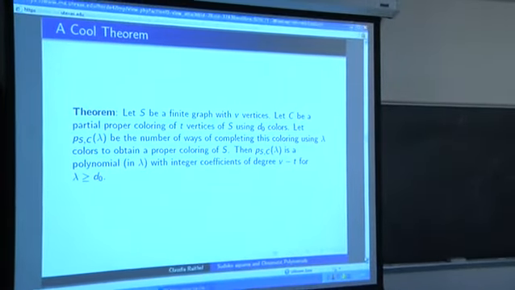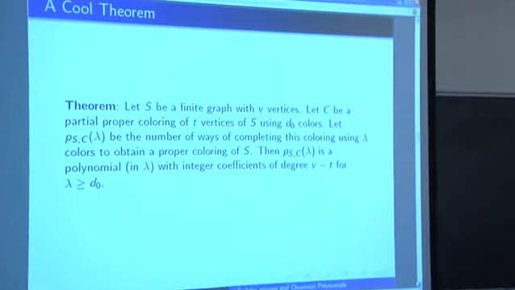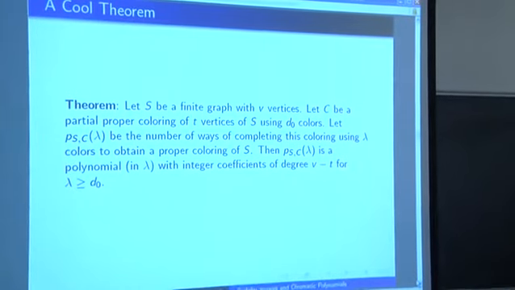OK, so this is the theorem that I thought was really cool. So we have our Sudoku graph S, and it's a finite graph, and it has V vertices. This is actually a little bit more general than just the Sudoku graph. In our case, V would be 81. But let's just say that S is a finite graph, and it has V vertices, and C is a partial proper coloring of that graph. That would correspond to the partial proper coloring that you would fix when I give you your Sudoku problem.